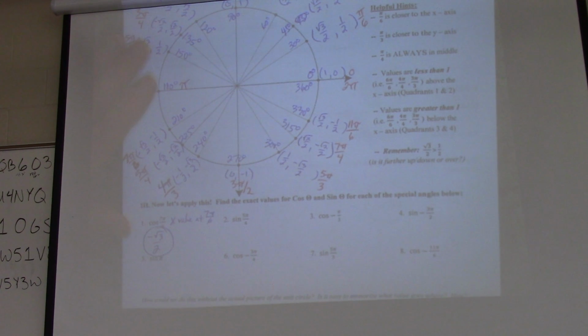And that's it. So what's the sine of 5 pi over 4? Look for it on your chart. What's the sine of 5 pi over 4? Negative square root of 2 over 2. Boom, that's it. Negative square root of 2 over 2. Why? Because it is the y value at 5 pi over 4. That's pretty easy, isn't it?